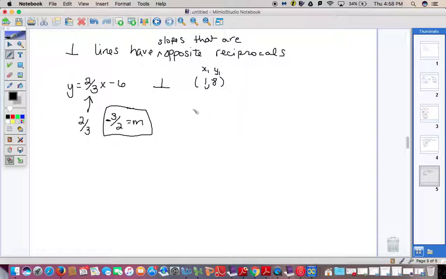So I would write an equation using y minus y1 equals m times x minus x1 with a slope of negative 3/2, where my x1 is 1 and my y1 is 8.